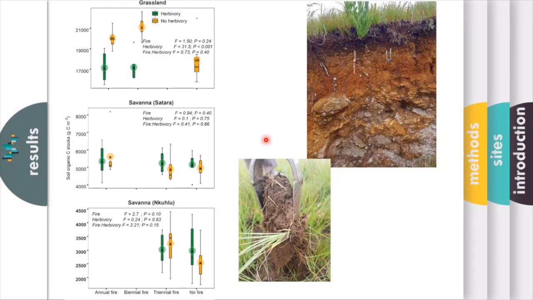We'll get on to the results now. So in the savanna mainly we had neutral effect. We didn't have any differences in soil carbon stocks, as you can see from the graphs there, and the post-hoc analysis, as well as in Kuhlu. But in the grassland we did get higher soil carbon stocks with fire. For example, this is an annual fire area, and this is a biennial fire area, and we had the highest stocks in those two areas as compared to the other treatments.